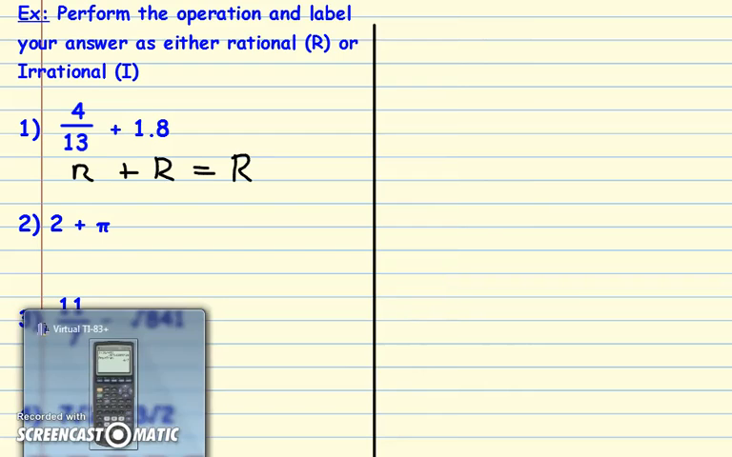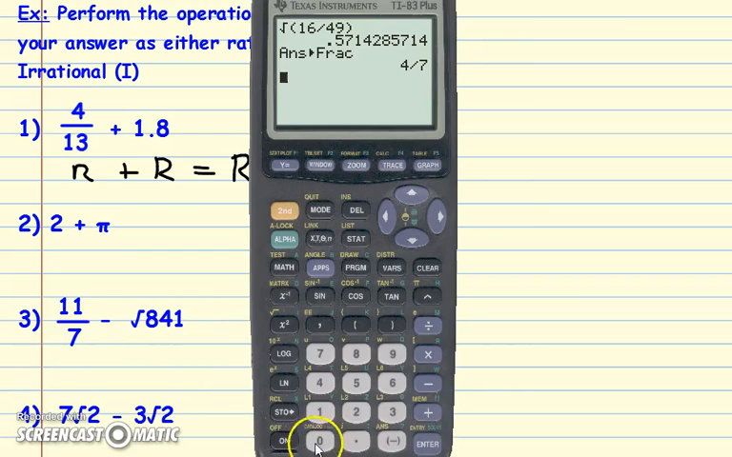So I'm going to grab my calculator and clear out that last stuff. Now I'm doing 4/13, and fraction bars are just like divide. So I'm going to take 4 divided by 13, and then add that to 1.8. And when you add them together, we get this crazy number.